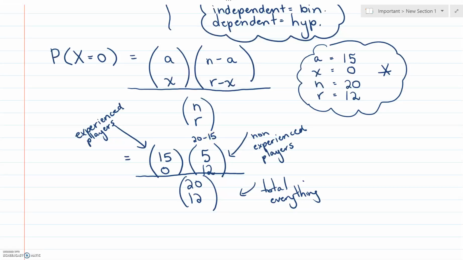And how did you get that 12? Because they want to choose 12 people. You're going to have to pick 12 people, right? Yeah. So now the bottom is total everything. I think you're okay for that one.